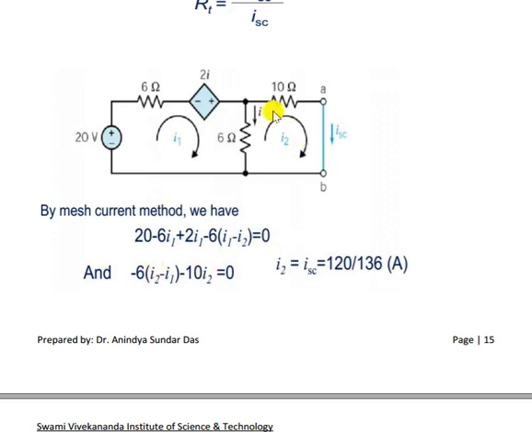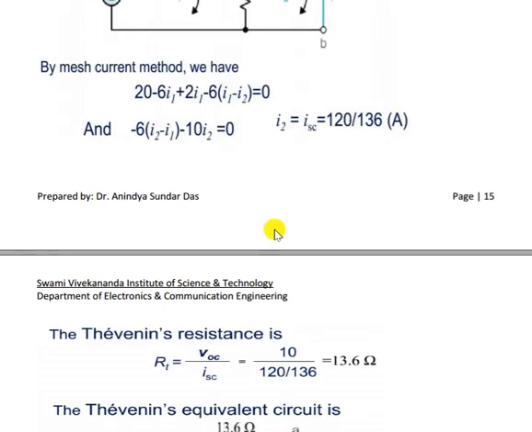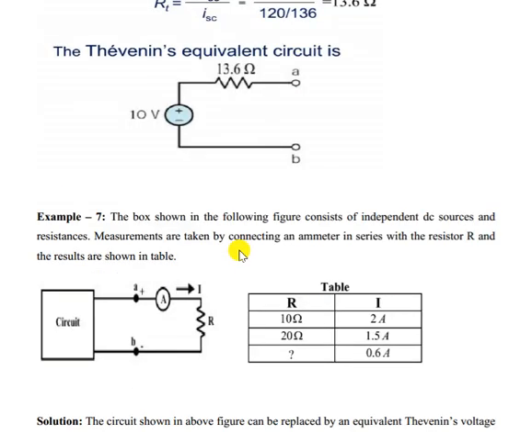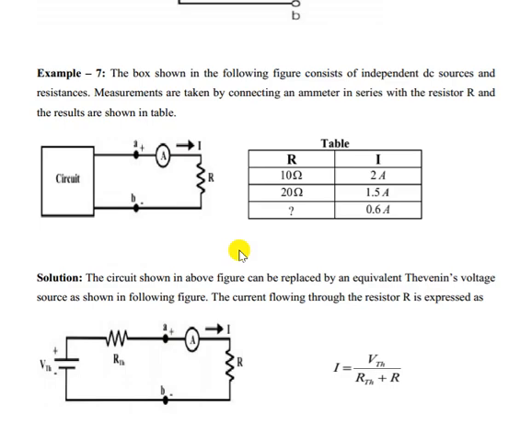This is the first equation, and the second equation we can get from the second loop, that is 6 I2 minus I1 minus 10 I2. So two equations we can solve. Here I2 is equal to nothing but ISC, because this is the same direction. So RTH equals VOC by ISC, which is the value you got. Okay. Now another type of example.